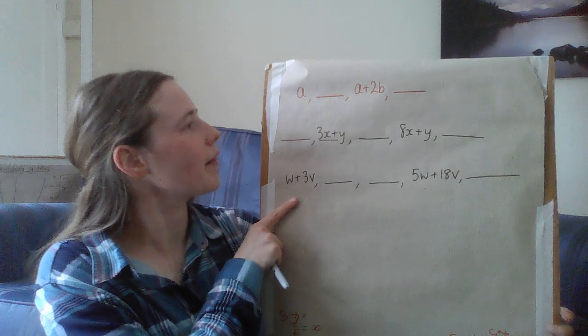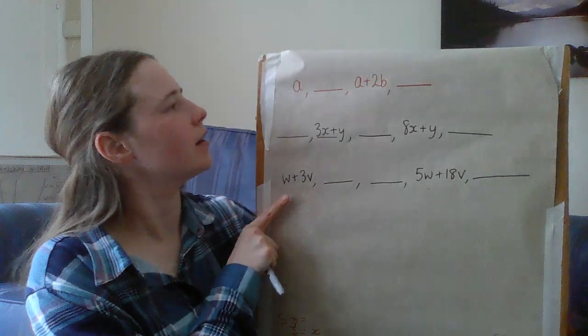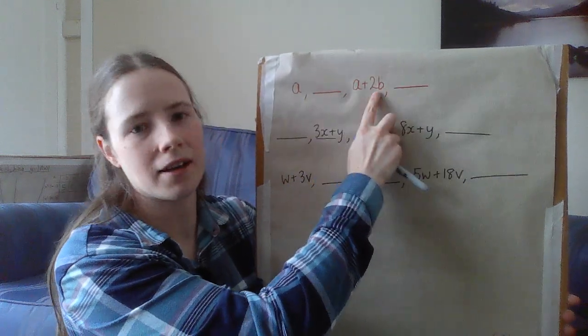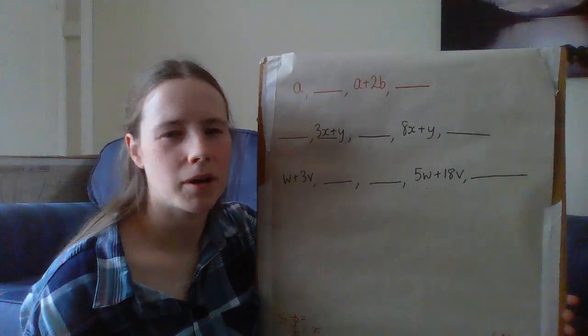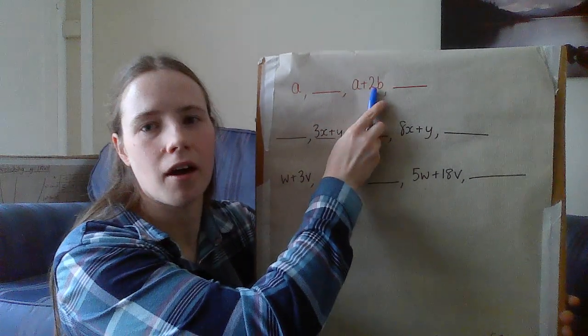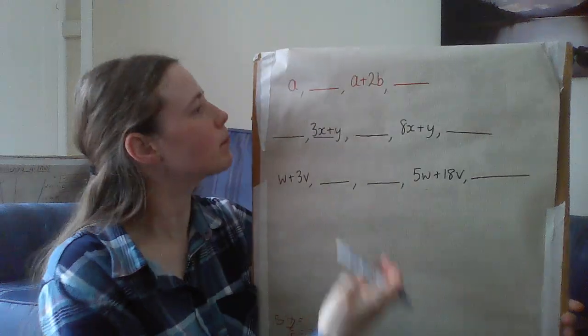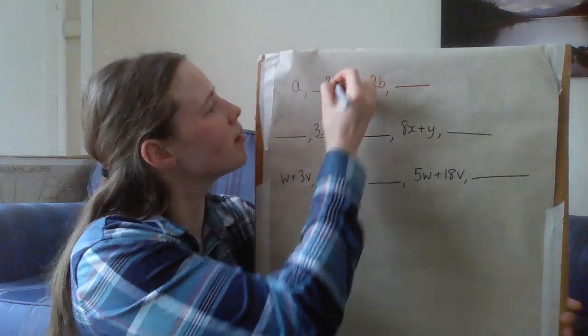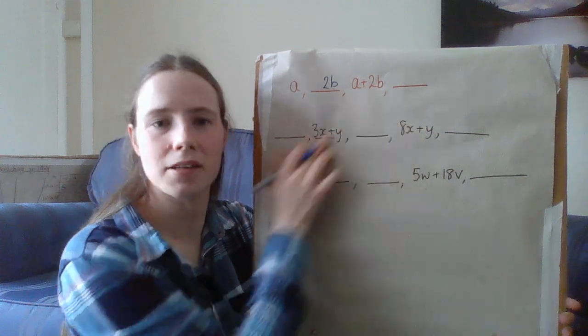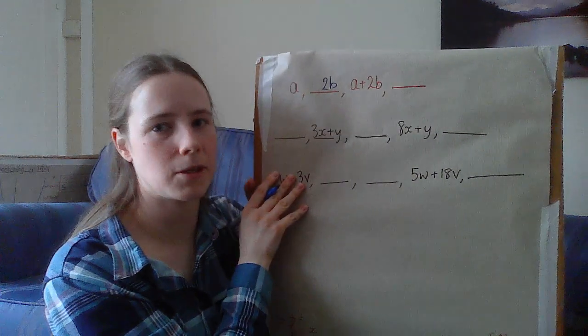Okay, so looking at the first one, I'm thinking this plus something has to get me a plus 2b. Well, I've already got the a that I need. I need the extra 2b. So if I put 2b in my first gap, this plus this makes that expression there. So my second term has to be 2b.